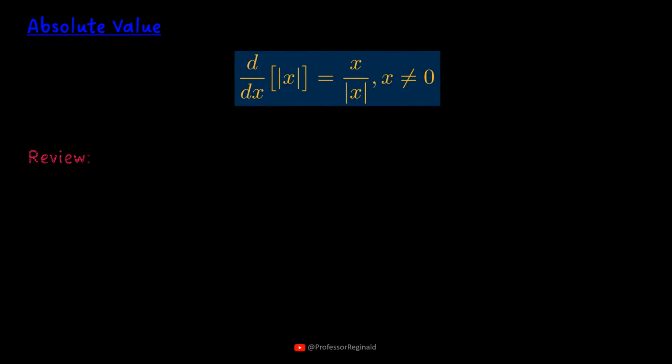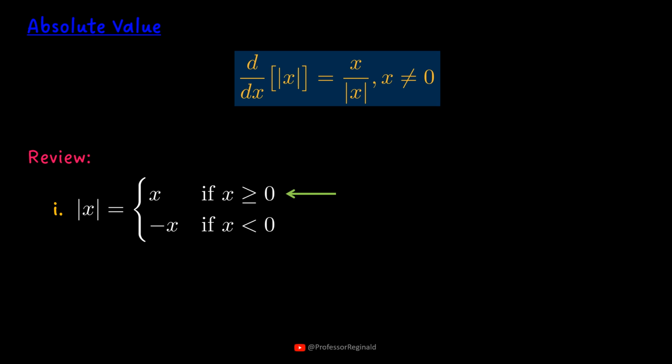The following are a couple of definitions involving absolute values. First, the absolute value function. If x is non-negative, the absolute value of x is x. In other words, the absolute value of a non-negative number is itself.